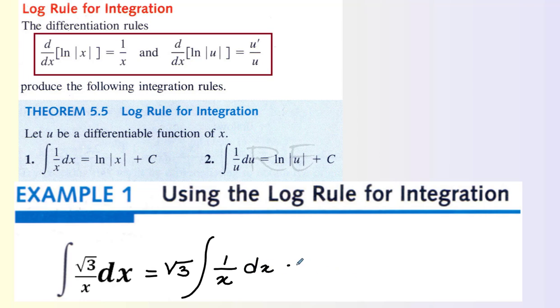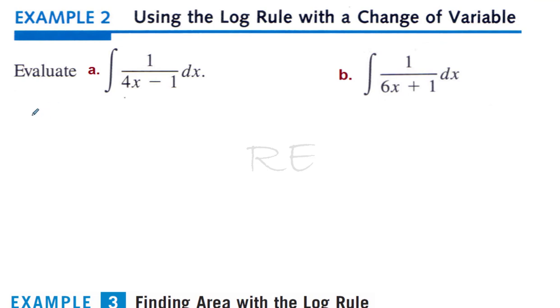And we recognize the pattern, so our solution will be square root of 3 ln absolute value of x plus c. We realize that if u is equal to 4x minus 1, du will be equal to 4 dx. So we need a 4 in the integrand, a 4 dx.